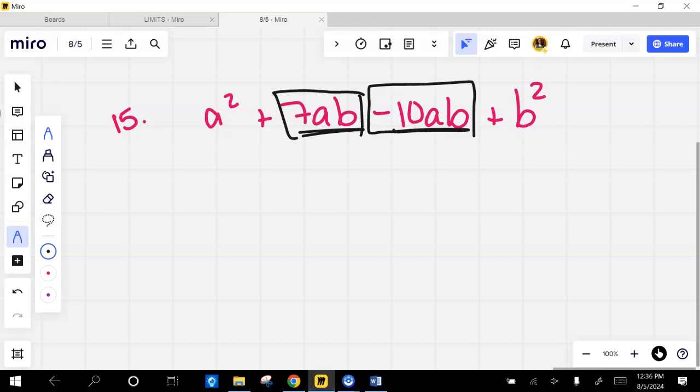That's okay. We all learn it together. The ab terms have the same variables with the same exponents, right? Everybody okay there? When I combine them, what do they become? -3ab. How about this a squared? Is there another like term to go with a squared? Nope. So guess what? Just leave it. How about the b squared? Nope. Just leave it.